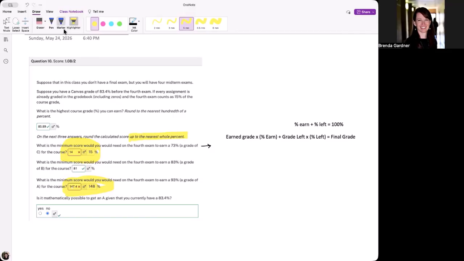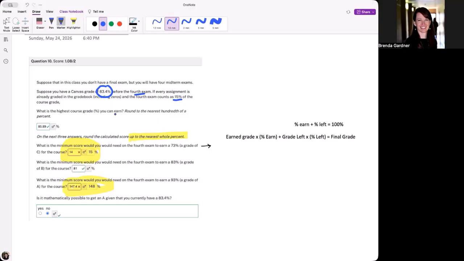But if you're at this point in the class and can understand this, or you want to save this for later, let me just go through this question and do the actual math so you can see how these might have been written or interpreted and why the answer should be what it is. So in this case, we have a Canvas grade of 83.4% before the fourth exam, and every assignment is already graded, and the fourth exam is 15% of the grade.